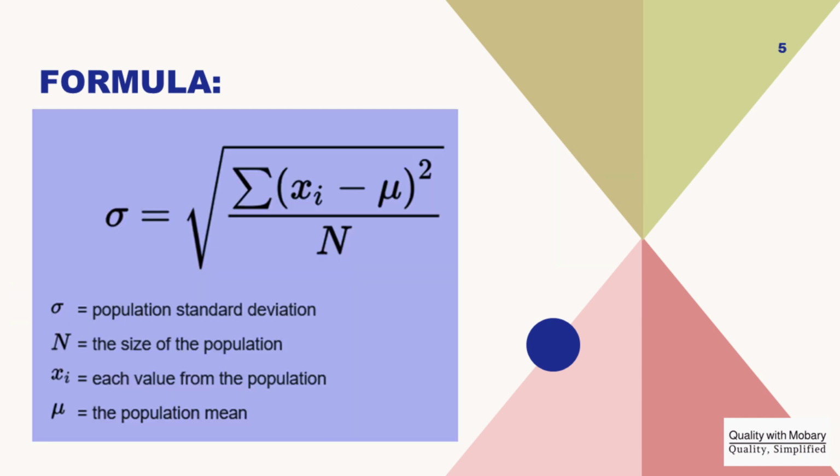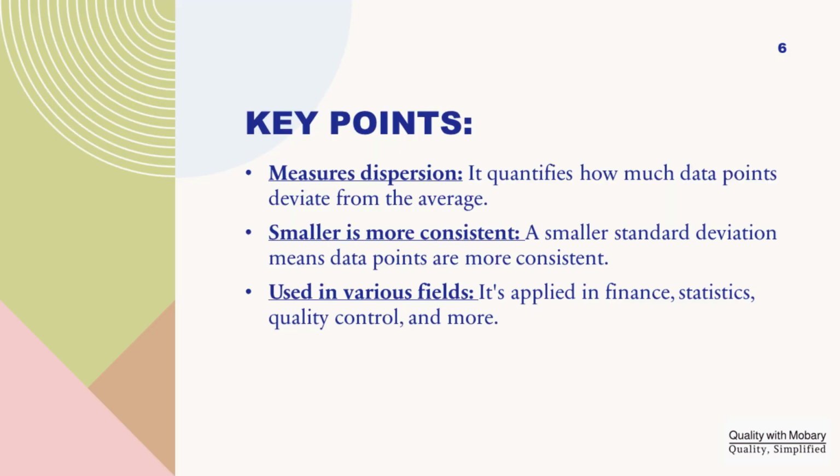All right, and this is the formula in detail, just like we mentioned. The sigma sign is the population standard deviation. The N, the uppercase N, is the size of the population that we have. Xi here is each value from the population that we're dealing with, and mu is the population mean. All right, so let's circle back to the key points or the main usage of the standard deviation, right? So why do we use it?